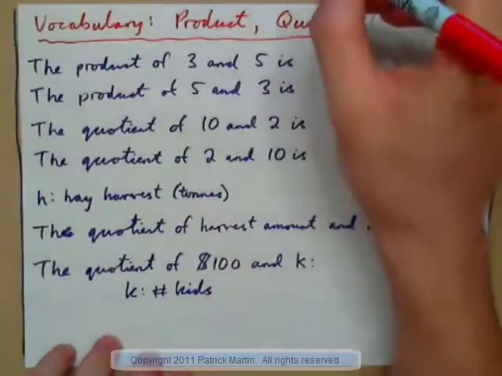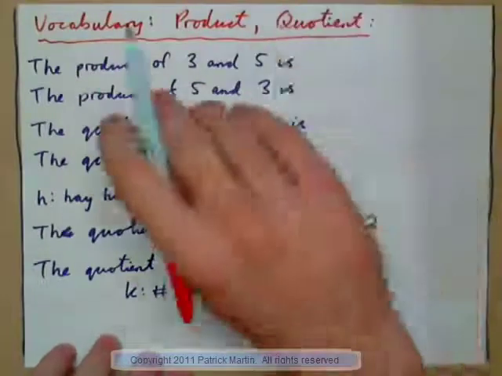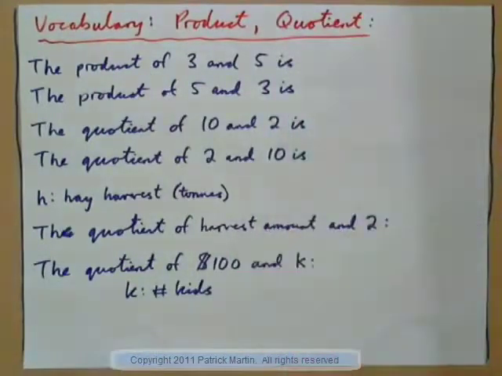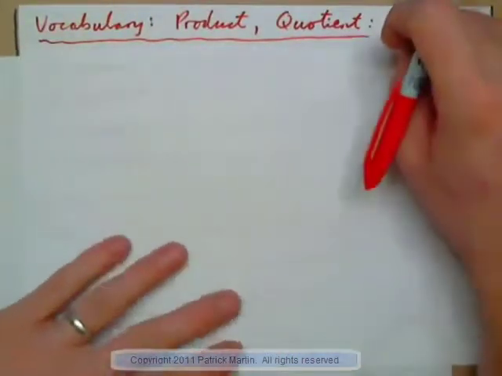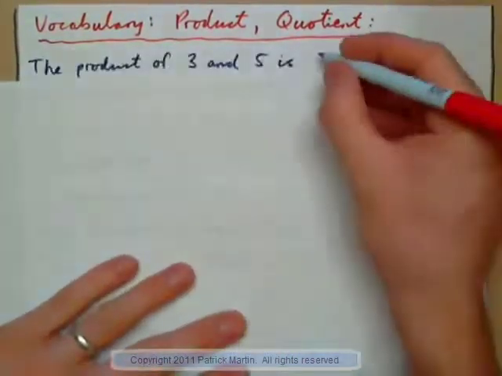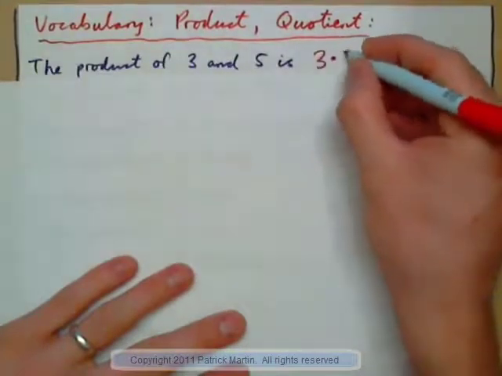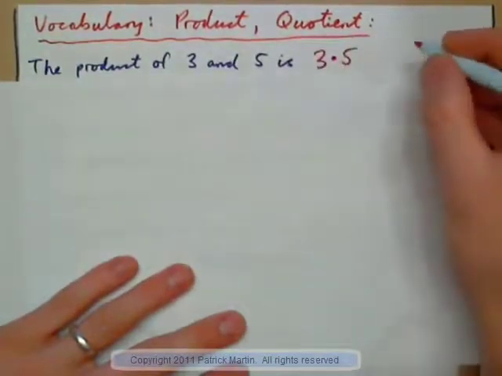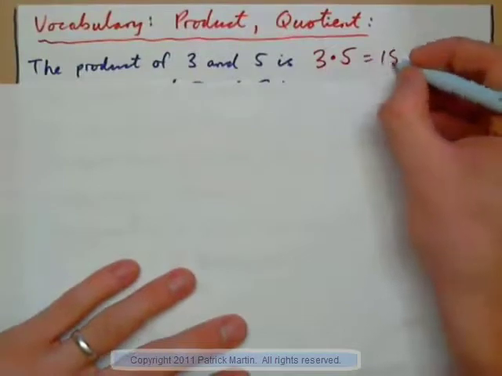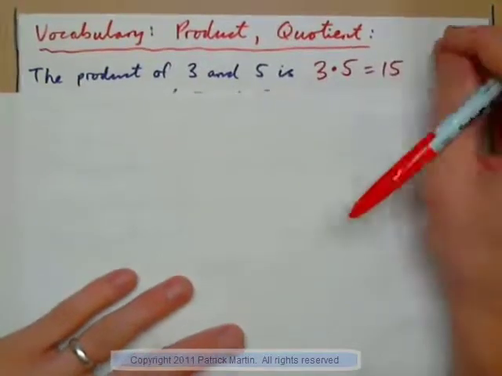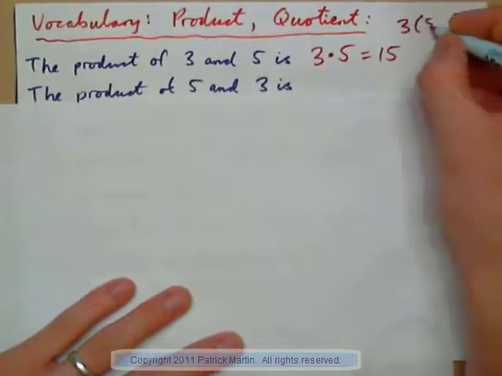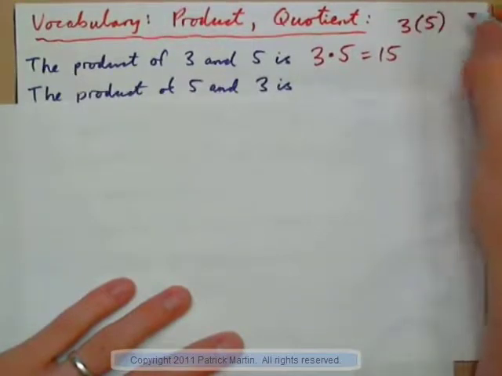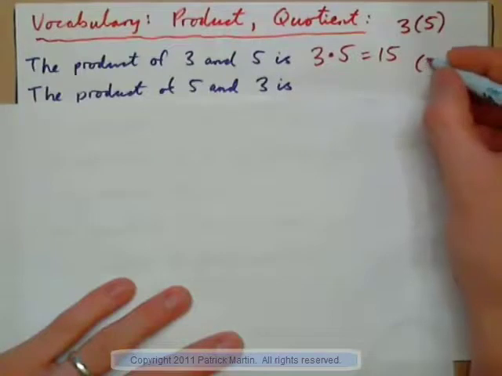Okay, 2 more words we need to know in vocabulary with algebra are product and quotient. Let's have a look at product first. The product of 3 and 5 is 3 multiplied by 5, or 15. Now, bear in mind, this can also be written 3 multiplied by 5 with parentheses, which is also 15, or you could write it this way, 3 multiplied by 5, both in parentheses.